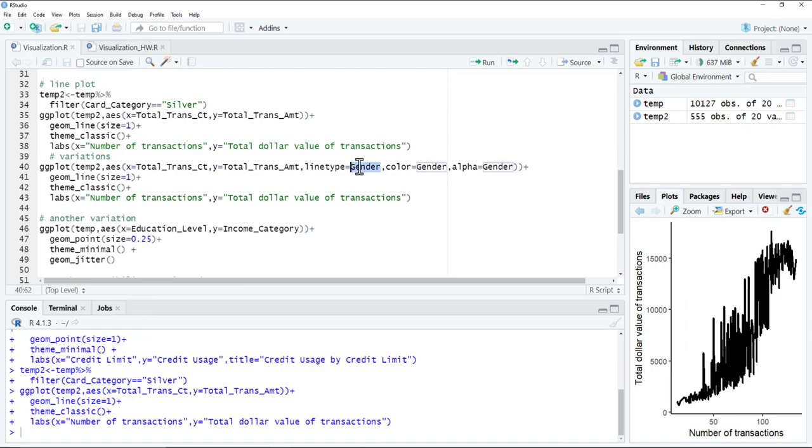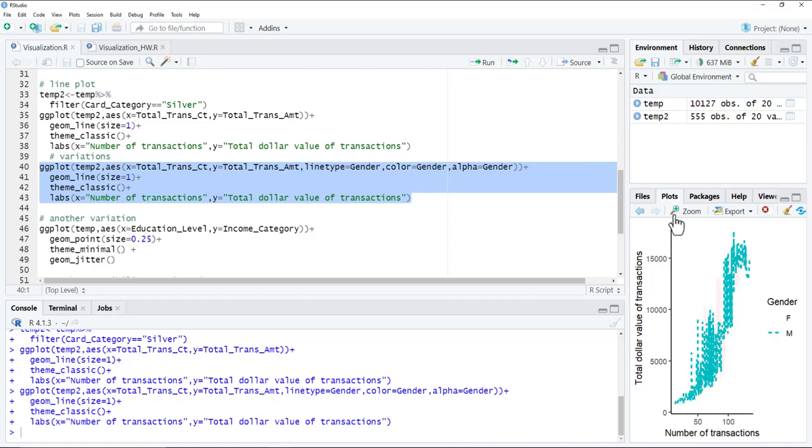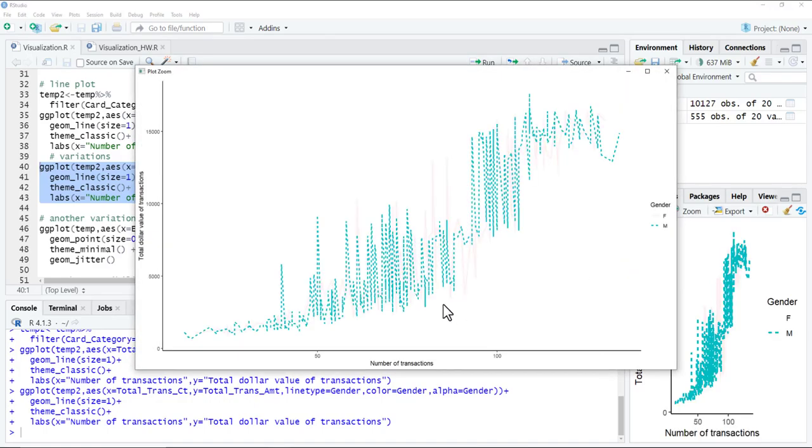Then we can do this by gender, because that's what we have in the data set. The couple of things that I changed here: line type, so we had color and alpha before. Line type is a new one when you have a line. It looks sort of the same, but I just wanted to show you an option for that. So male is the turquoise line, and it's all over the place, but still increases as we move along. Female increases as we move along. Not much difference there.